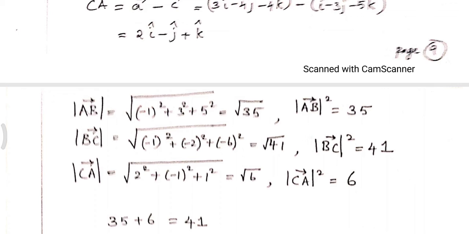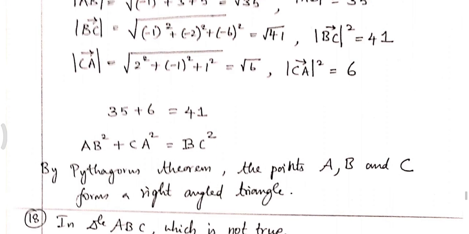The magnitude of BC vector, I get root 41. When I square it, I got 41. Similarly, magnitude of CA vector, I got CA squared equals 6. Now 35 plus 6 gives 41, which means AB squared plus CA squared equals BC squared.